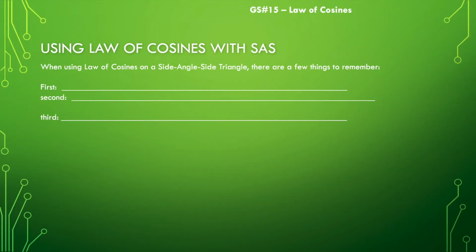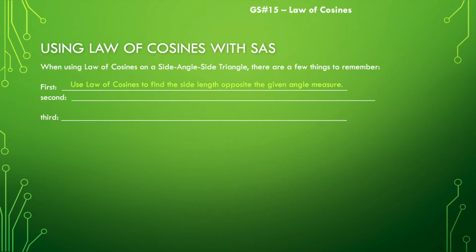We've got a couple of different types of triangles that we are interested in knowing how to deal with. The first type of triangle is an SAS triangle. This is a triangle where we are given two side lengths and the angle measure that is between the two side lengths. So when we're given this information, we're definitely needing to use the law of cosines, and there are a couple things that we need to remember.